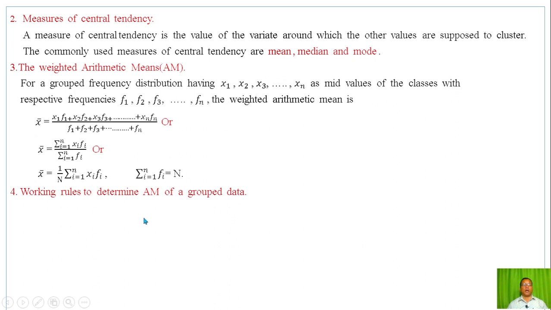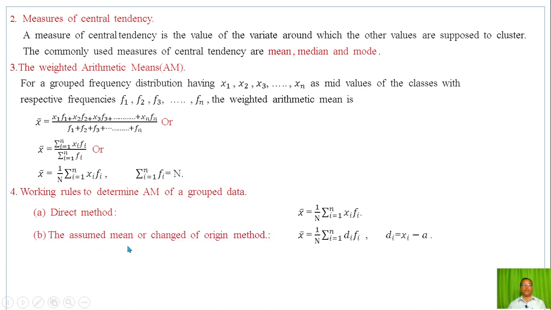Working rules to determine AM of a group data. First, the direct method, that is x bar is equal to 1 by n times of summation of xi fi. This method is called the direct method.